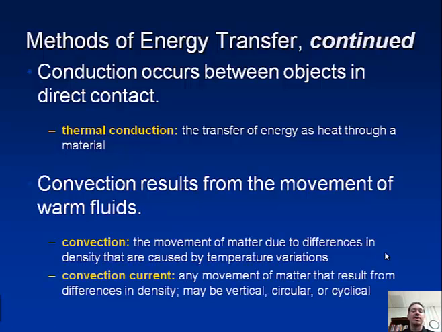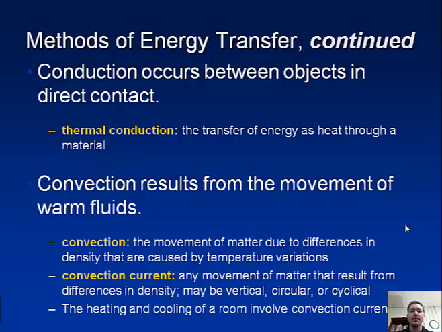When that happens, we can get something called a convection current, and this is the movement of matter that results from different densities. These currents may move vertically, or they may move in a circular or cyclical pattern. Whenever we heat our house or cool it with a heater or air conditioner, if it's being forced through the heat register, it's going to involve these convection currents.